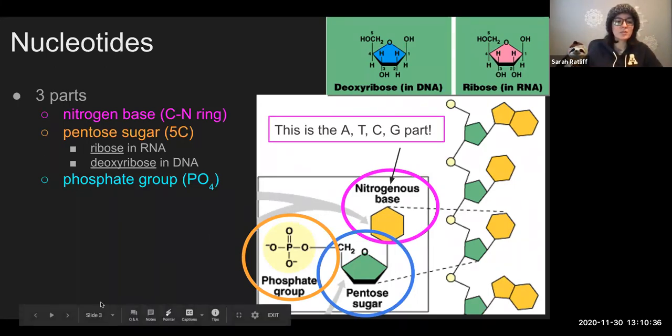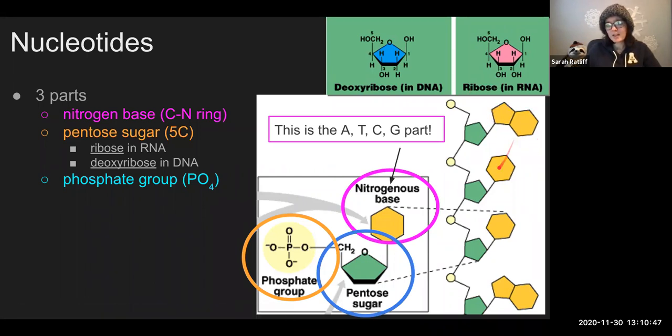Let me get my pointer. Oh, come on. Don't do this to me. All right, we have this yellow thing hanging off the end here. It is either a hexagon by itself, or it's a double hexagon and pentagon. That is our nitrogen base. It is a ring of carbon and nitrogen. A couple hydrogens thrown in there, but mostly it is nitrogen and carbon.